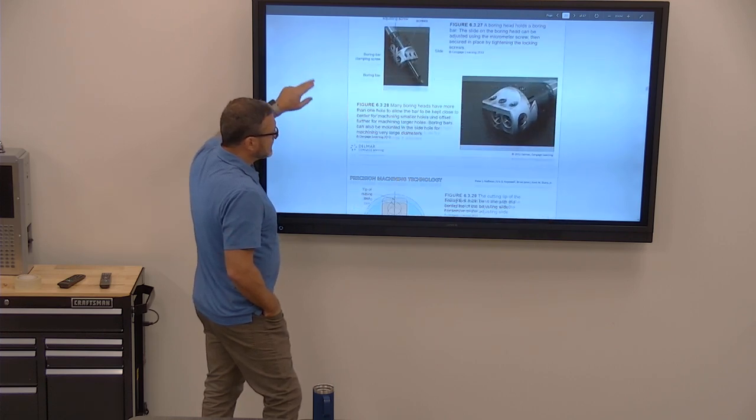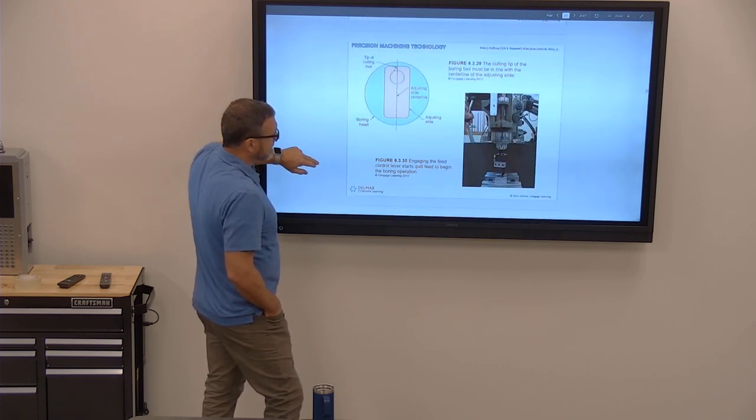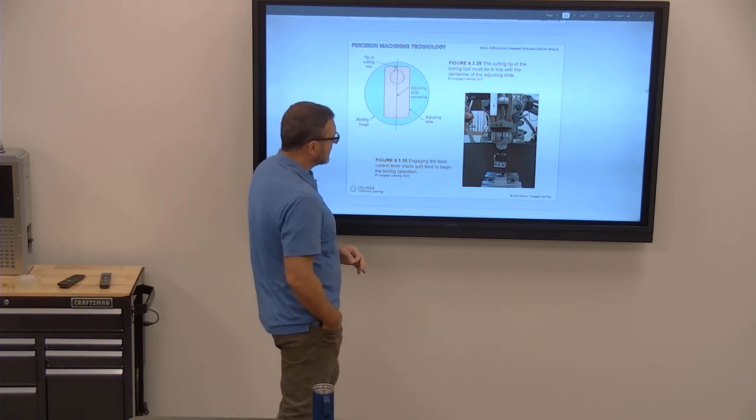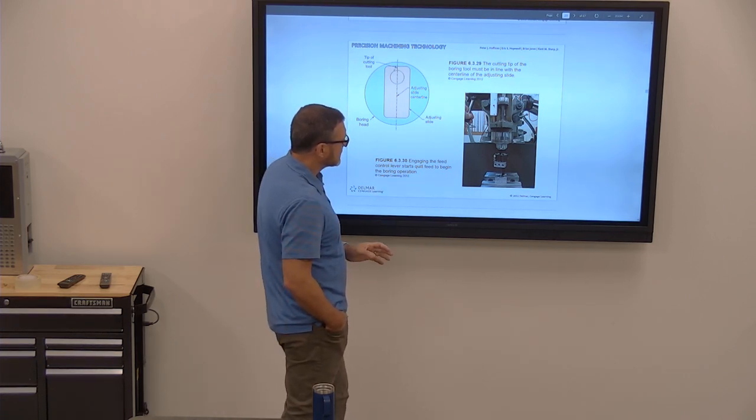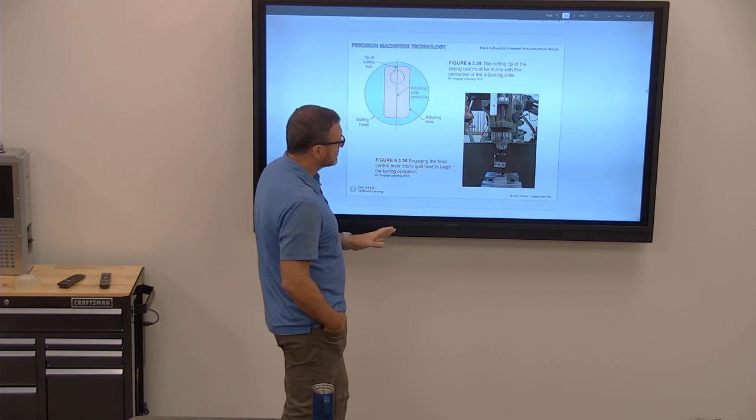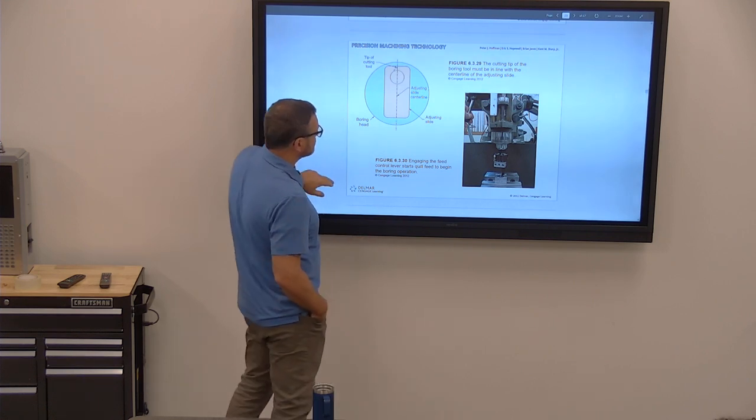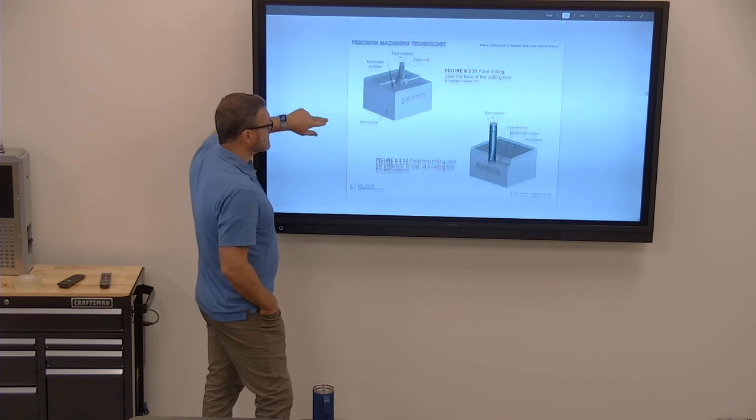Offset boring, I'm going to skip some of that stuff. You can bore to size on the mill, and you can auto feed with the quill. But in 102, we're not going to cover that. We're going to cover that basically in 103. But I do want you to be familiar with it.